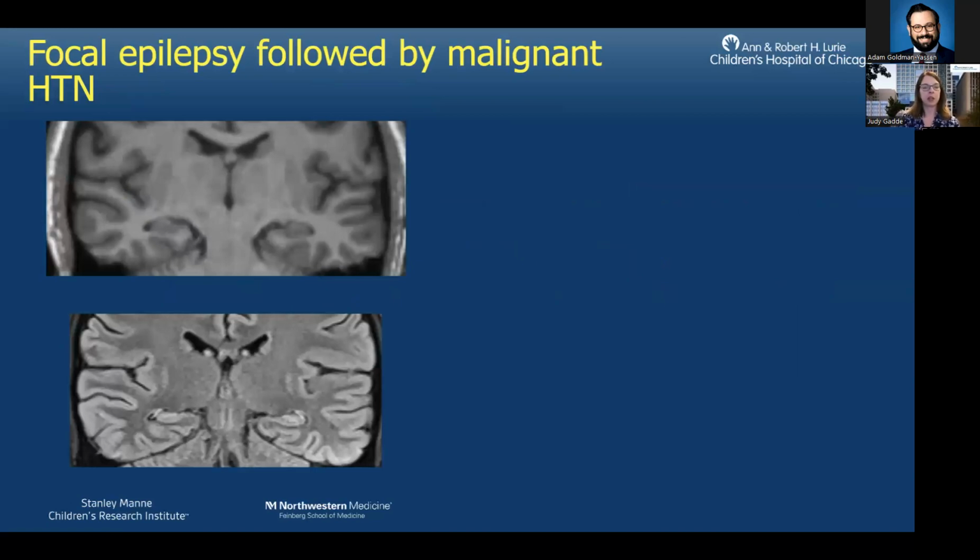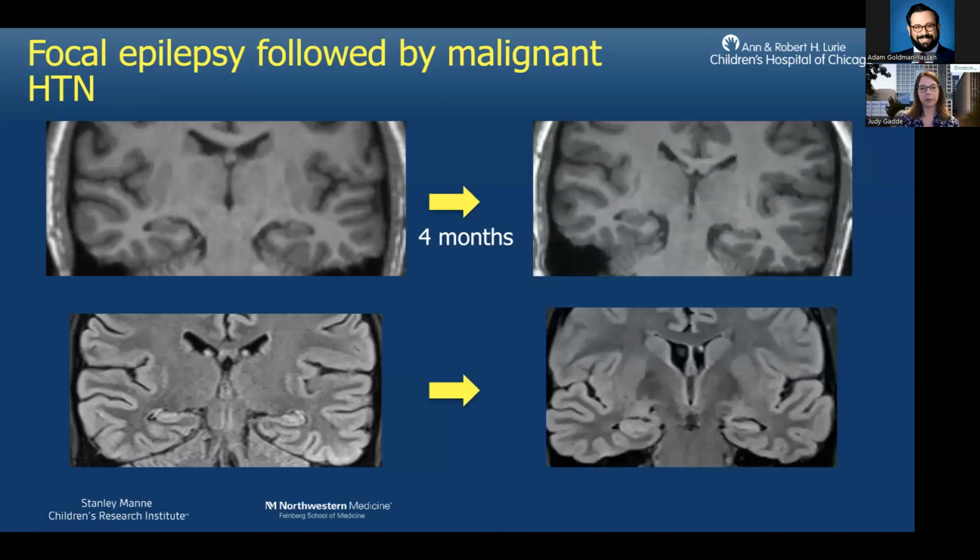So this was a child who presented with focal epilepsy, and the initial imaging here was read as normal. And then they developed malignant hypertension. 4 months later, they had repeat imaging. And here we can see that the left hippocampus is now asymmetrically small compared to the right. And we can see that is new compared to the prior.